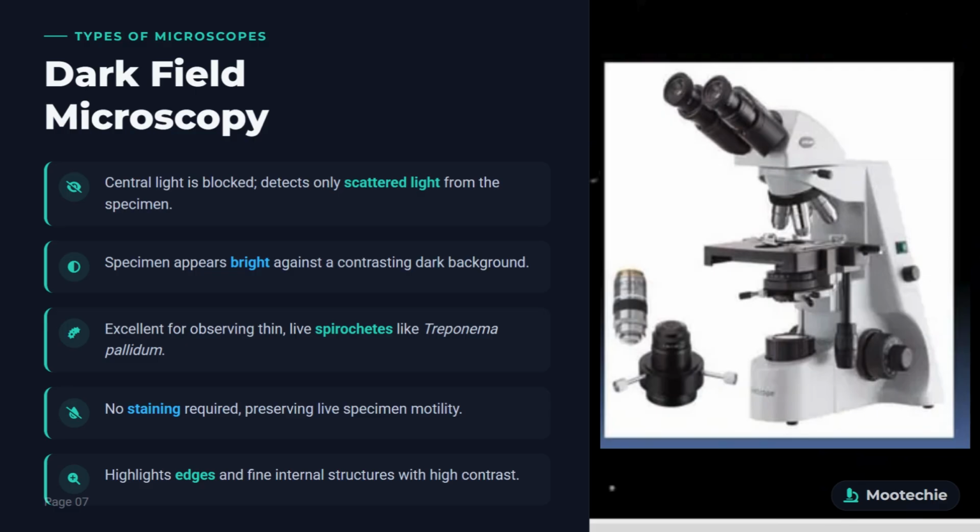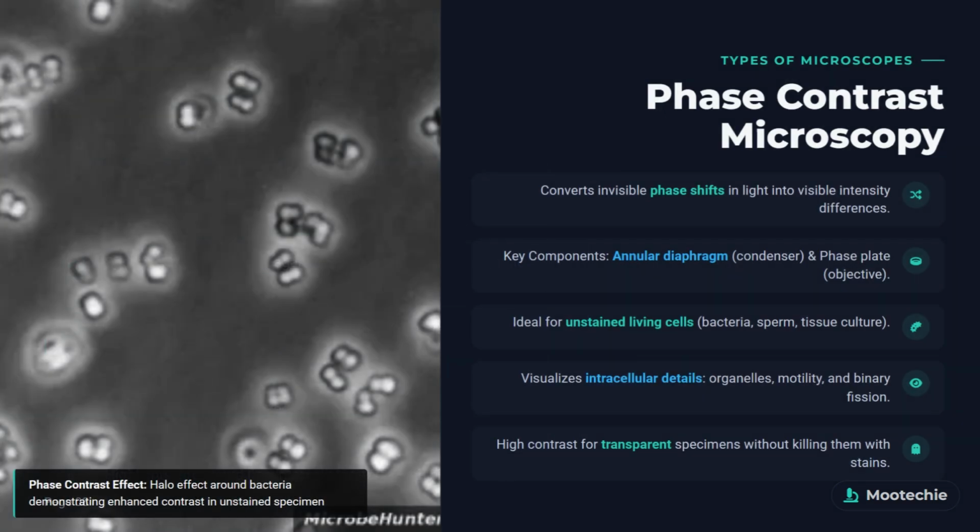Continuing with techniques for live cells, this slide explains phase contrast microscopy. It works by converting invisible differences in cell density and thickness into visible differences in brightness and darkness. The key components that make this happen are an annular diaphragm in the condenser and a phase plate in the objective lens. This makes it ideal for observing unstained living cells like bacteria, sperm, or tissue cultures. You can watch live processes happen in real time. It visualizes details like organelles and cell division without harming the cells with chemicals.